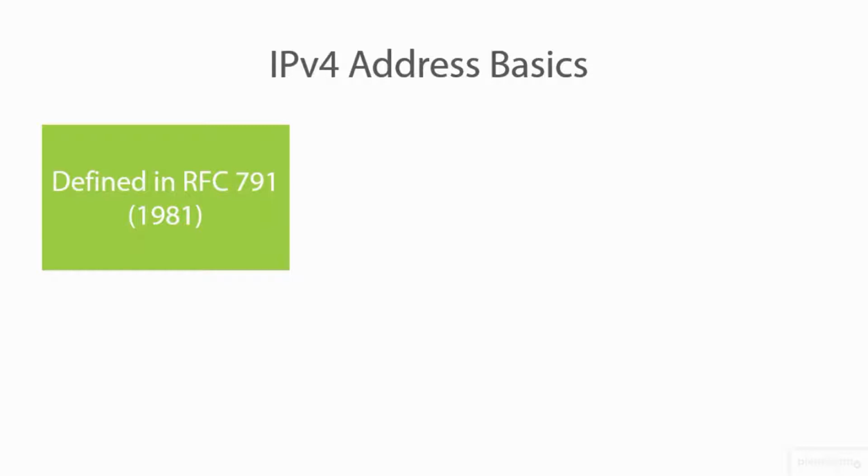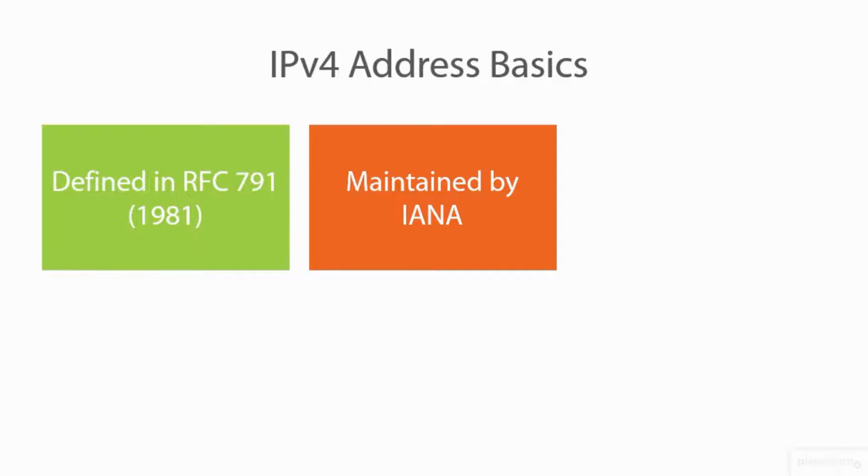IP version 4 has been around since 1981, defined in a document called a Request for Comments, RFC. RFCs are where all of your networking standards and your web standards are codified. A nonprofit consortium called the Internet Assigned Numbers Authority, IANA, maintains the IPv4 address space.